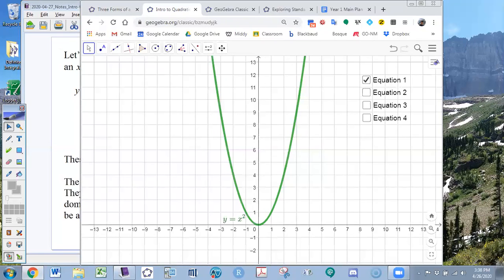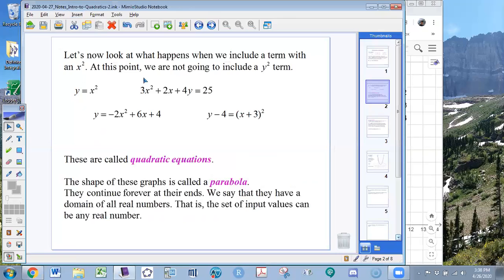In fact, this shape is called a parabola. And it goes on forever and ever on these ends here, and comes down like this and has this turnaround point right here. So this is our graph of y equals x squared. Our second equation, 3x squared plus 2x plus 4y equals 25.